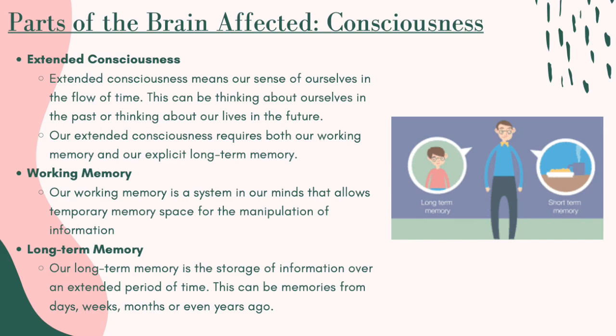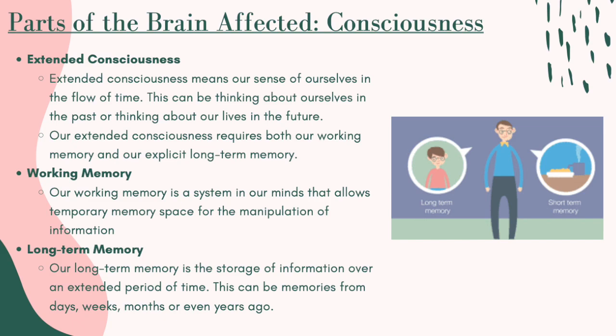Working memory is a system of our minds that allows temporary memory space for the manipulation of information. For example, you're using your working memory when you are trying to remember a person's address while being told directions on how to get there. Or even when watching a movie or listening to a story, you are using your working memory to understand what the story or movie means.